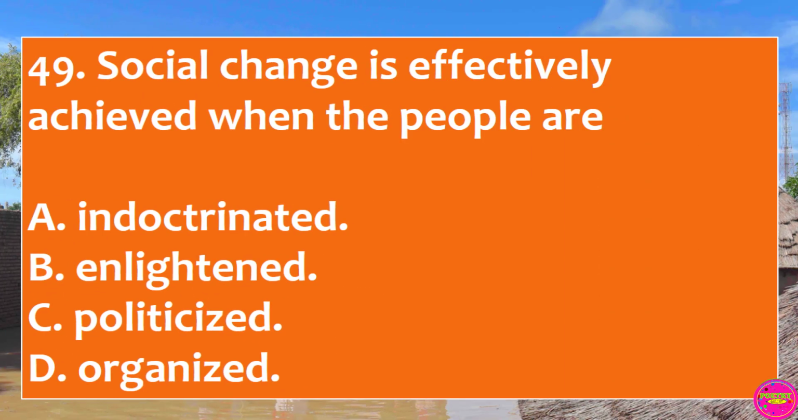Question 49. Social change is effectively achieved when people are A. Indoctrinated. B. Enlightened. C. Politicized. D. Organized. The correct answer to this question is B. Enlightened.